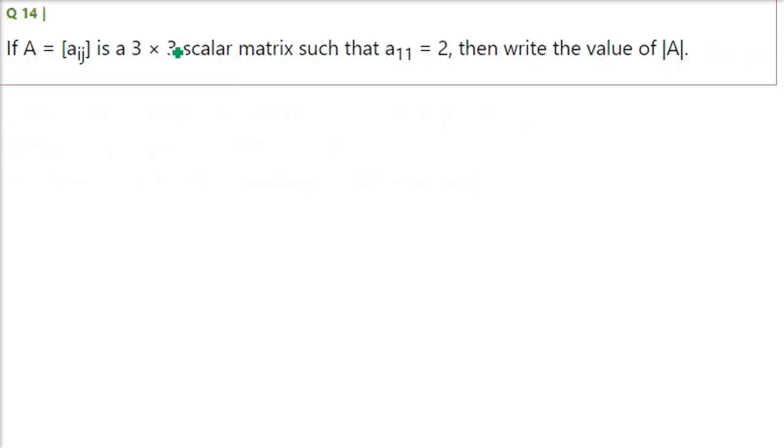If A equals Aij is a 3 by 3 scalar matrix such that A11 equals 2, then write the value of determinant of A. So a scalar matrix is just an identity matrix multiplied by a scalar value. If the diagonal matrix is a unit matrix, 1 will be there, and that scalar will take the place of the 1s.